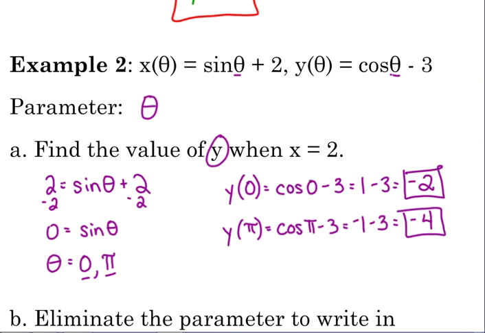Questions about that? Now, we're going to do the same thing that we did in example 1. We're going to eliminate the parameter to write it in rectangular form. So we want it just in x's and y's. We don't want that theta in there. But there's a little bit of a difference here.